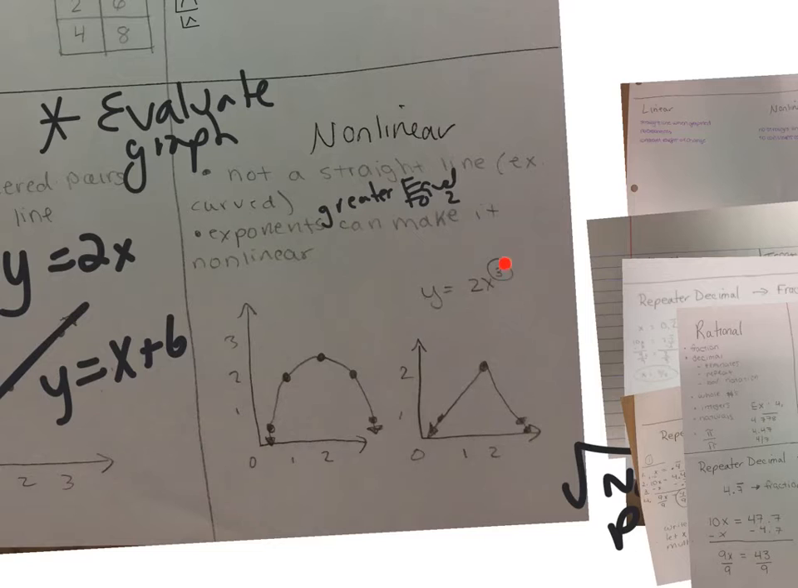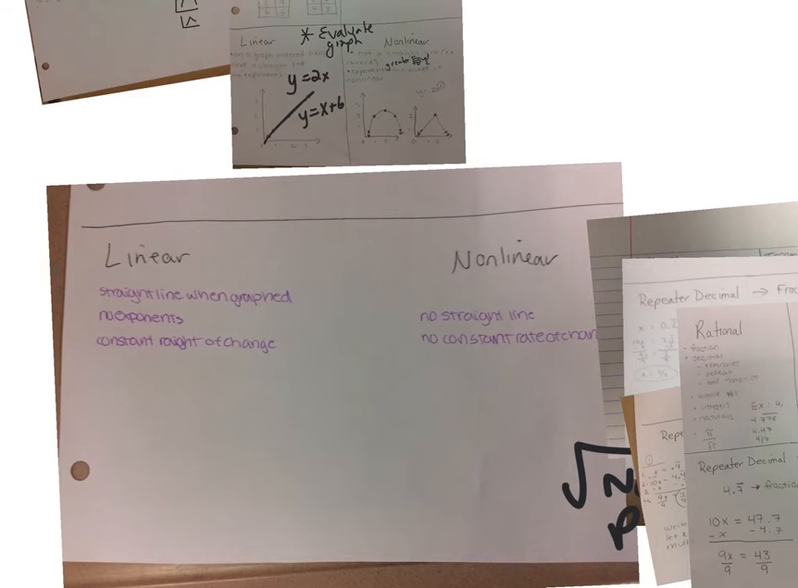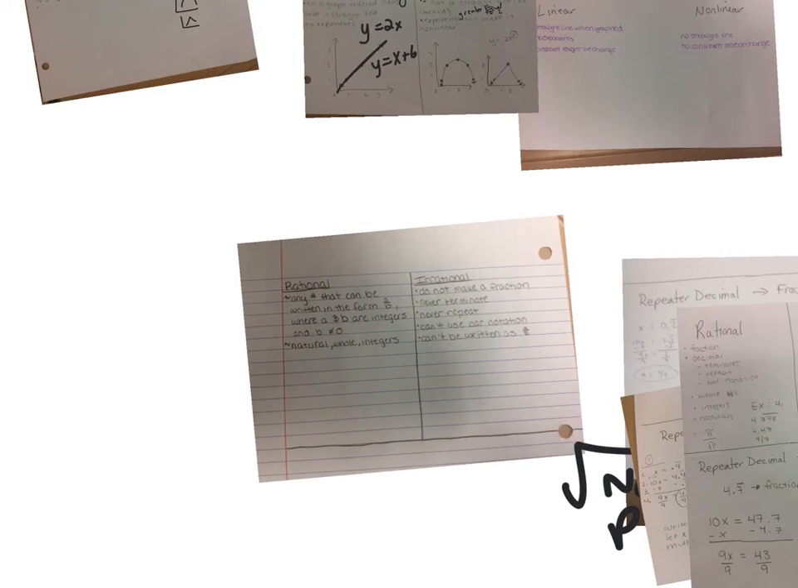Nonlinear: the exponent in the variable position has to be 2, 3, 4, 5, anything bigger than 1. That will produce a curve. Absolute value also is nonlinear. So it's a graph that does not make a straight line. It has to have a curve or a bend. This person's linear and nonlinear: we had here a straight line when graphed, no exponents larger than 1, constant rate of change. That's an excellent use of vocabulary. Nonlinear: no straight line, no constant rate of change. Has to have a bend or a curve when you graph it.